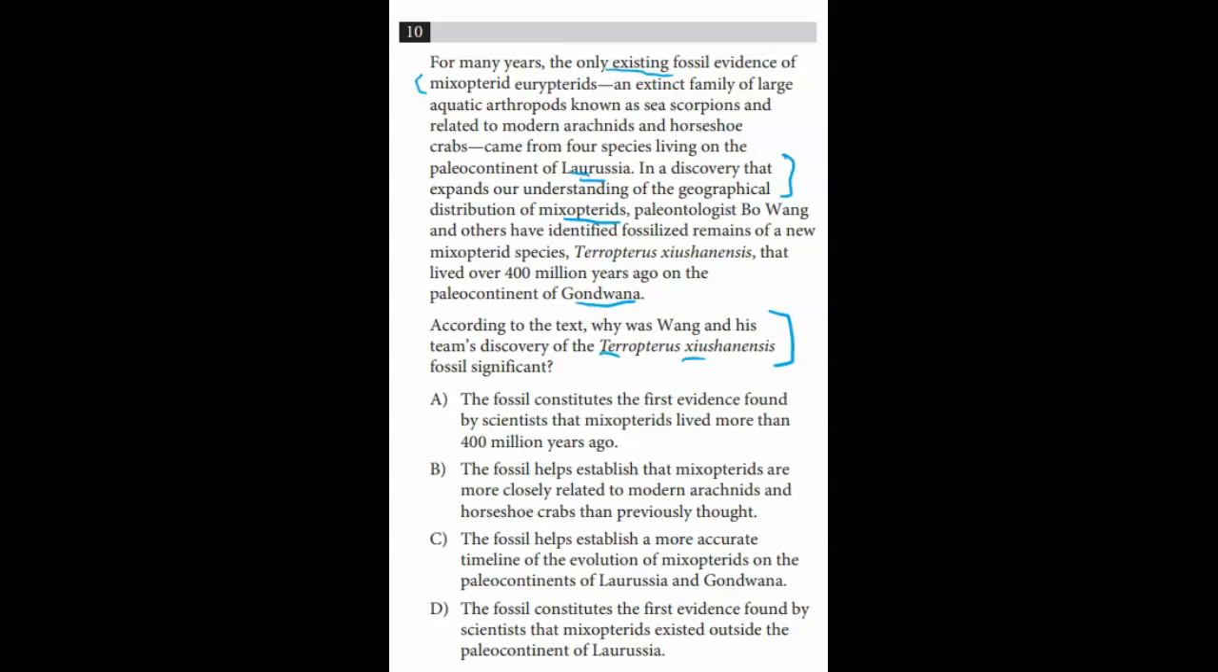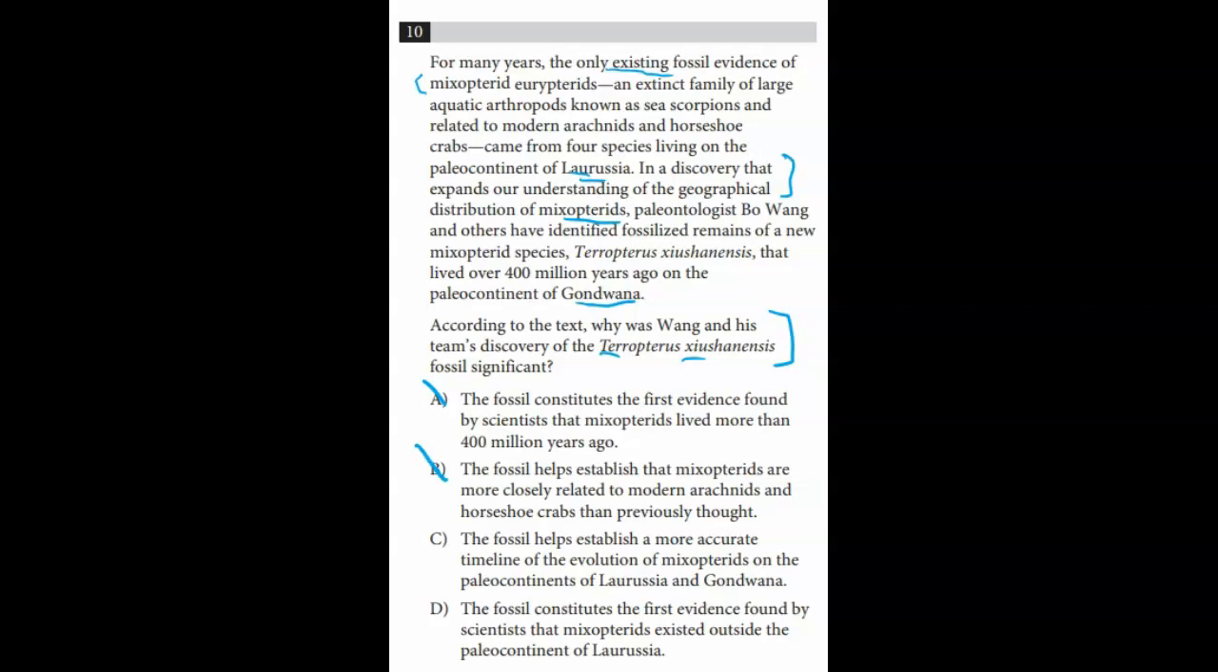So let's see. "Fossil constitutes the first evidence found by scientists that mixopterids lived more than 400..." Nope. Doesn't talk about the time date. It talks about where they were found. "The fossil helps establish that mixopterids are more closely related to modern arachnids than horseshoe crabs." No, it doesn't talk about how they're related.